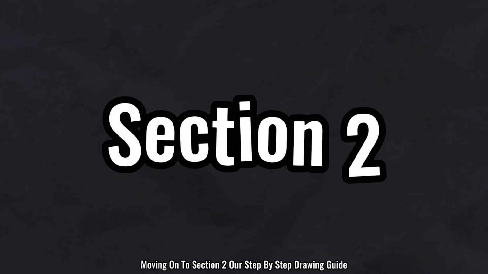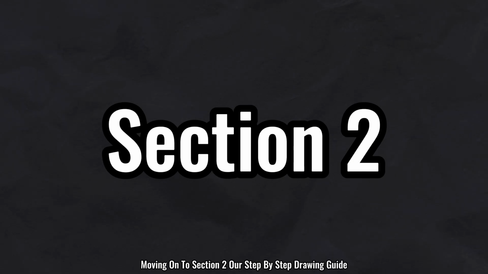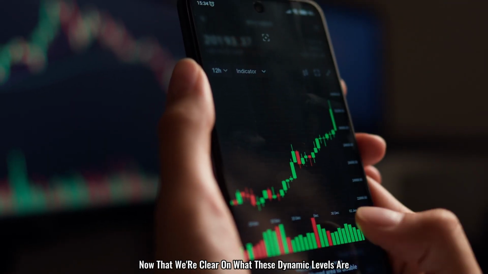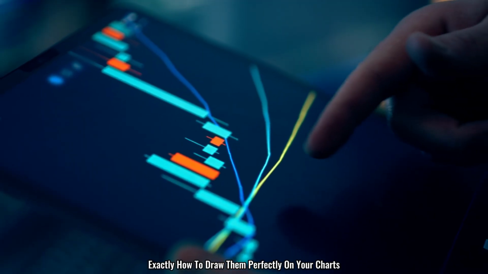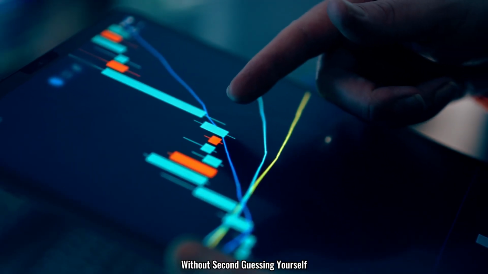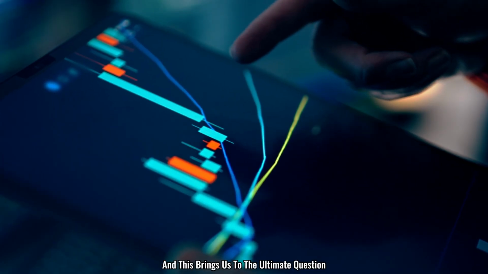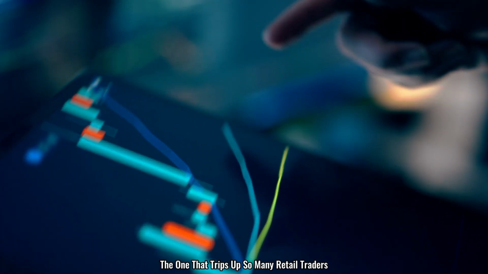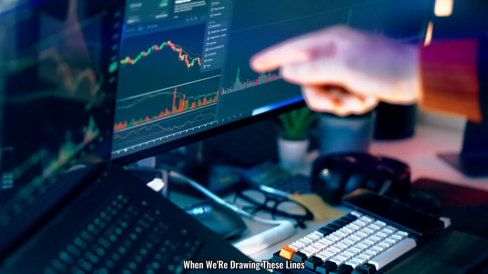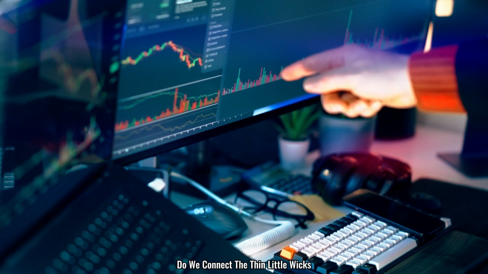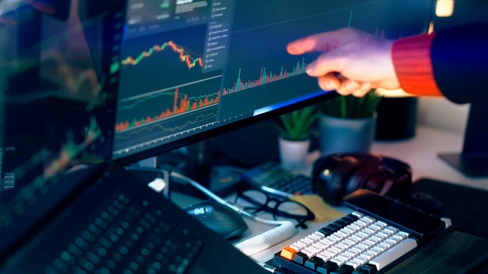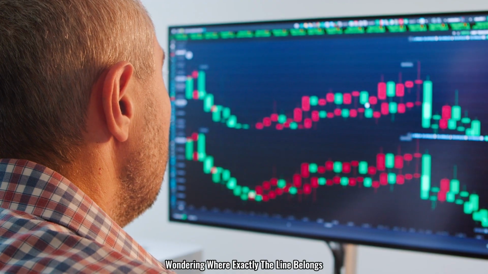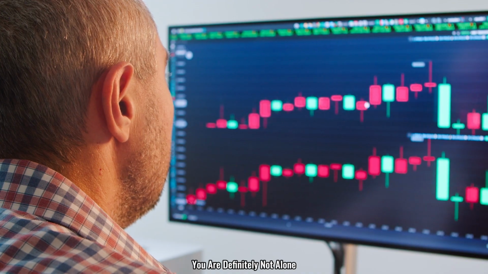Moving on to Section 2, our step-by-step drawing guide. Now that we're clear on what these dynamic levels are, let's tackle the main event. Exactly how to draw them perfectly on your charts without second-guessing yourself. And this brings us to the ultimate question, the one that trips up so many retail traders. When we're drawing these lines, do we connect the thin little wicks, or do we cut through the solid bodies of the candles?